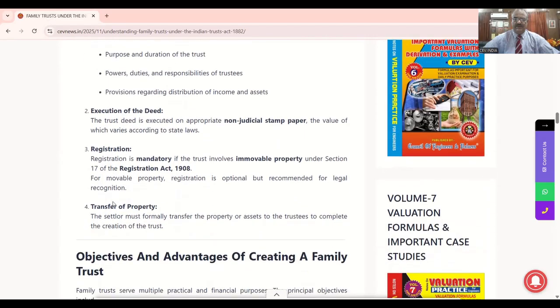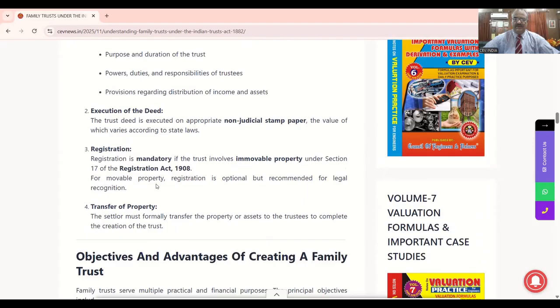नाउ रजिस्ट्रेशन. सो दिस इज वेरी वेरी इंपॉर्टेंट स्टेप फॉर professionals, for valuers like me and you. Registration is mandatory if the trust involves immovable property under section 17 of the Registration Act 1908. It is very important to understand that if any trust involves any immovable property, then its registration is compulsory, mandatory as per section 17 of the Registration Act 1908.